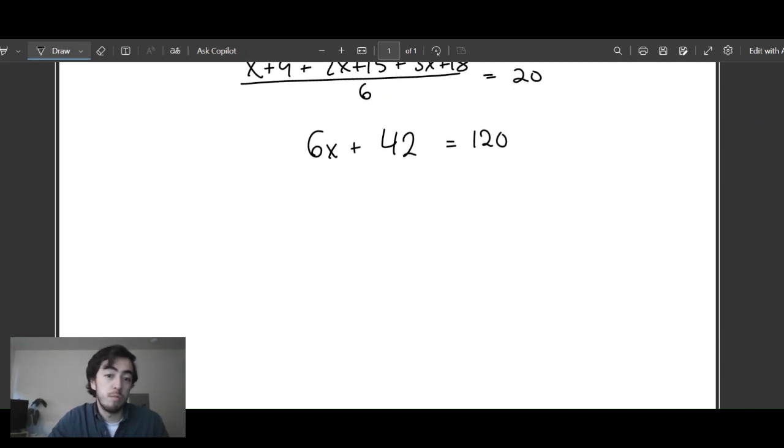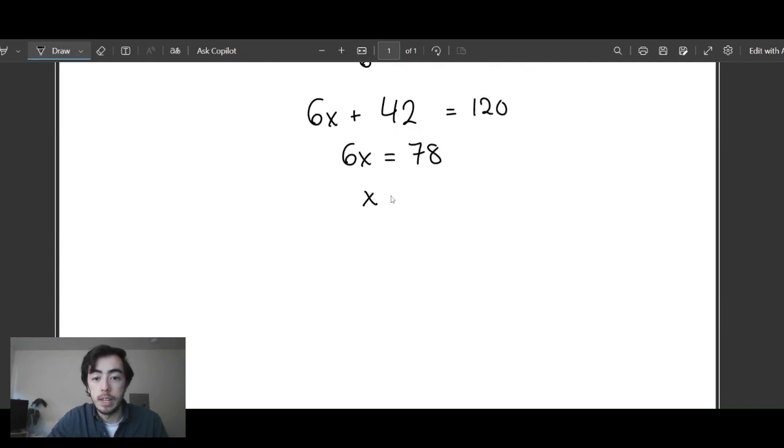And now it's just solving for x. Let me subtract 42 from both sides. That's going to give me 78. And then when I divide by 6, I get 13. I can do the math facts here in my head, but 6 times 13 should give me 78. And indeed it does. 6 times 1 plus the 1 that I carried over gives me 78. So here is the 13 that matches today's date.